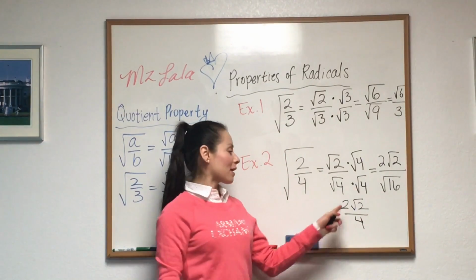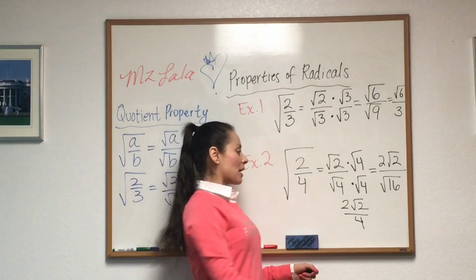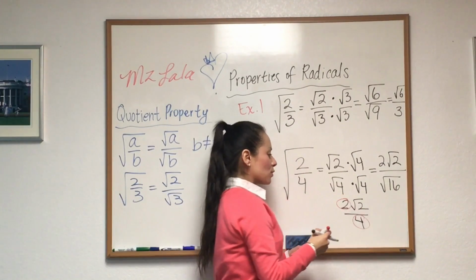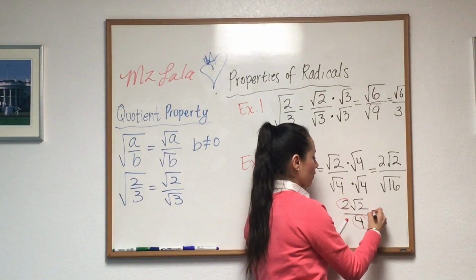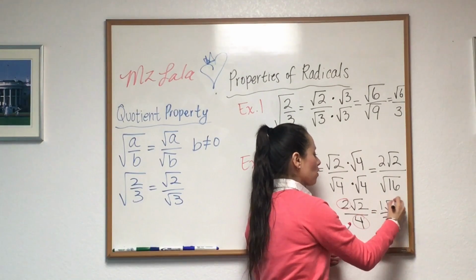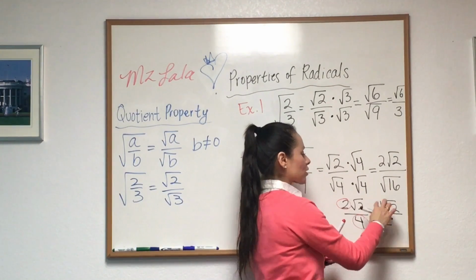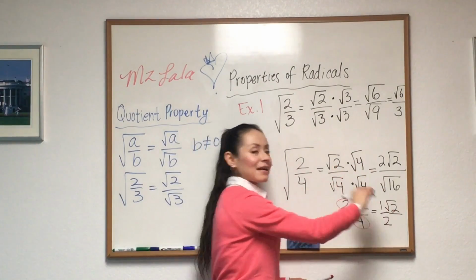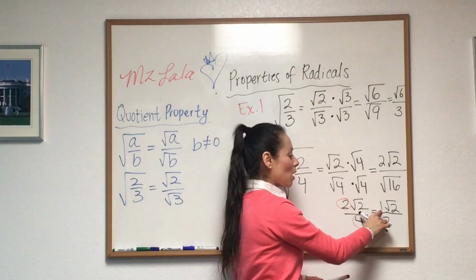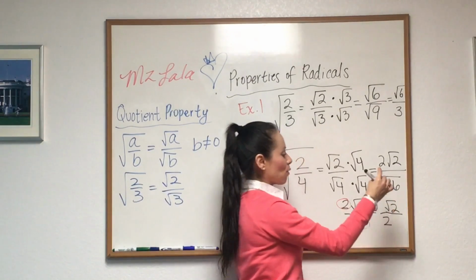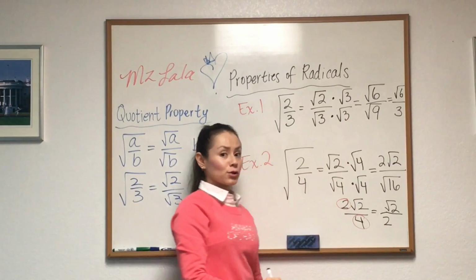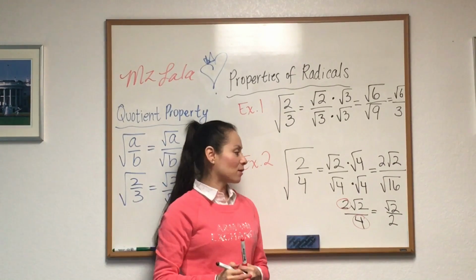Now the only reason why this is not your final answer is because 2/4 can be reduced to 1/2, right? So our answer would actually be 1 square root of 2 over 2, which even that can be simplified because this 1 can be invisible. So our answer would be the square root of 2 over 2. No more radical sign on the bottom.